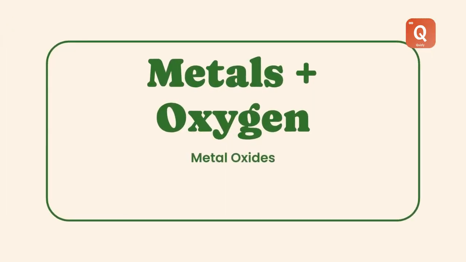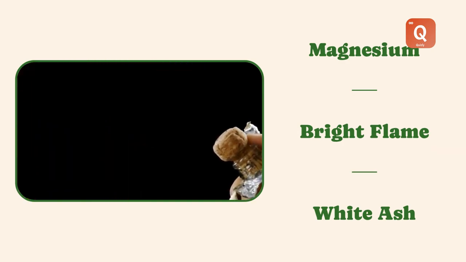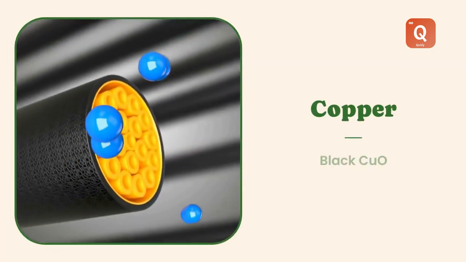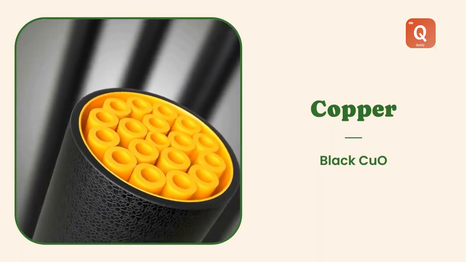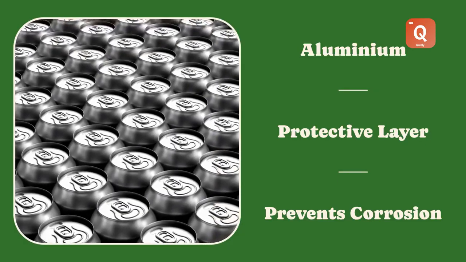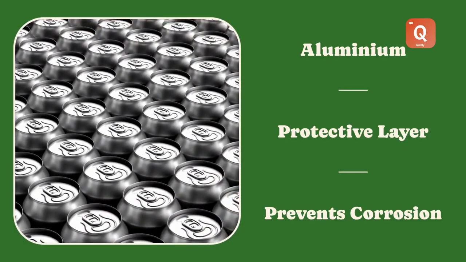Metals combine with oxygen to form metal oxides, but not all metals react the same way. For instance, when magnesium ribbon burns in air, it produces a dazzling white flame and forms magnesium oxide. Copper, when heated in air, forms a black layer of copper oxide on its surface. Aluminium also reacts with oxygen, but it forms a thin, strong layer of aluminium oxide. This layer is protective and prevents further corrosion.